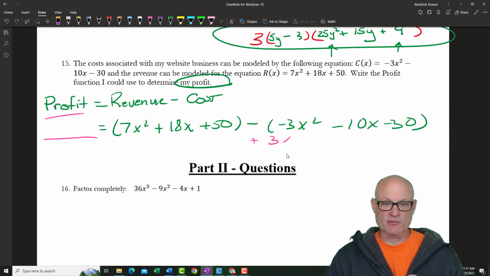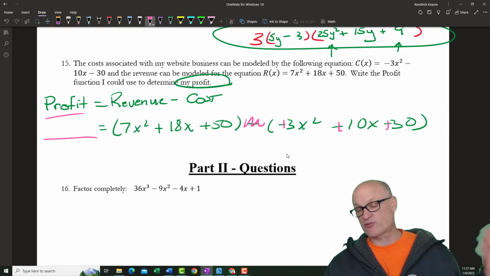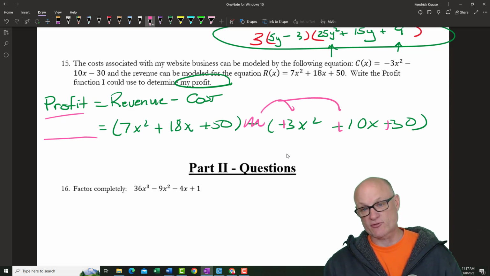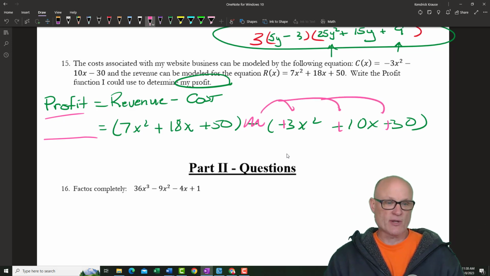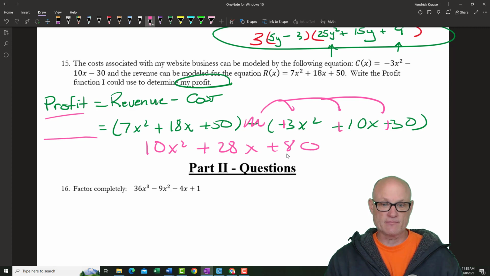Let me just do it this way because I'm going to run out of room. This is positive, and this is positive. So now I just got to add them all up because I just distributed that negative. Distribute the negative, distribute the negative, distribute the negative. So what I end up with is 10x squared plus 28x plus 80. Boom, done.